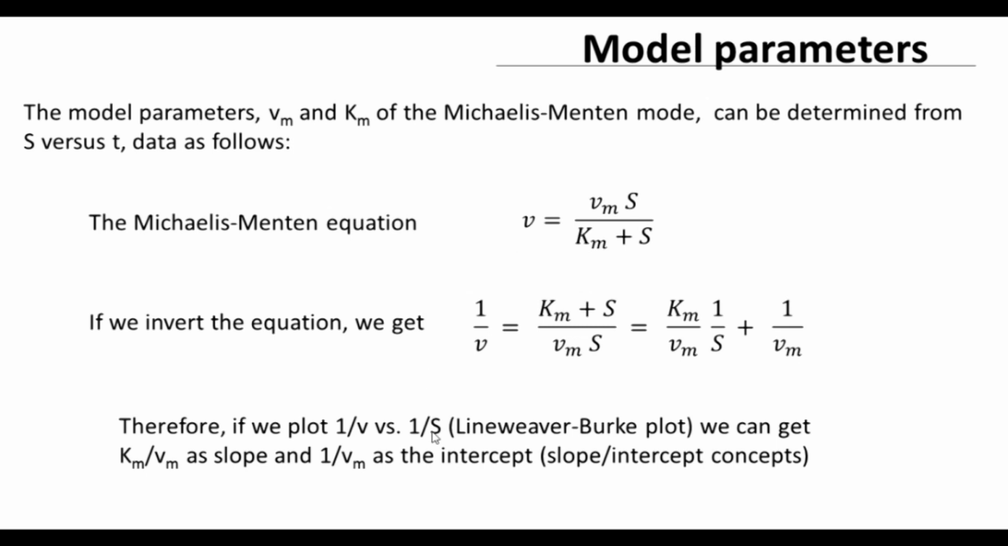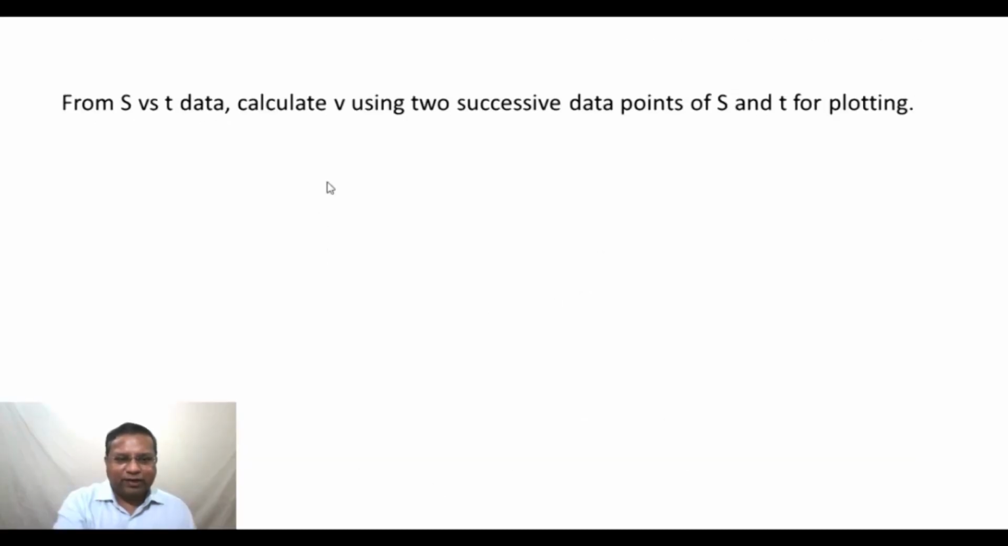A plot of 1 by V versus 1 by S, which is actually called the Lineweaver-Burk plot, gives us Km by Vm as the slope and 1 by Vm as the intercept. From S versus T data, calculate V using two successive data points of S and T for plotting. This is what you need to do, because we have substrate concentration versus time. The rate is delta S by delta T over that short interval. That's what we are approximating, and we assign that delta S by delta T to the midpoint of the time.